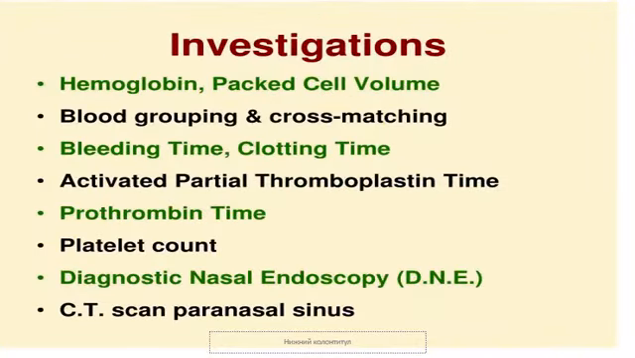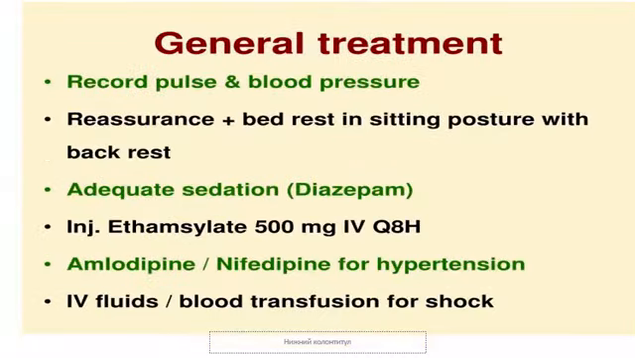When we have epistaxis patients, we should do some investigations. We should check the hemoglobin, the blood grouping, the bleeding time, the activated partial thromboplastin time, and so on. If we have the chance, we should do a diagnostic nasal endoscopy. And sometimes we should do a CT scan of the paranasal sinuses.